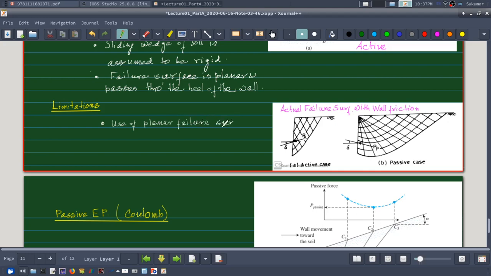Surface in active case, error is small, but in passive case we have large error and it leads to unconservative design.